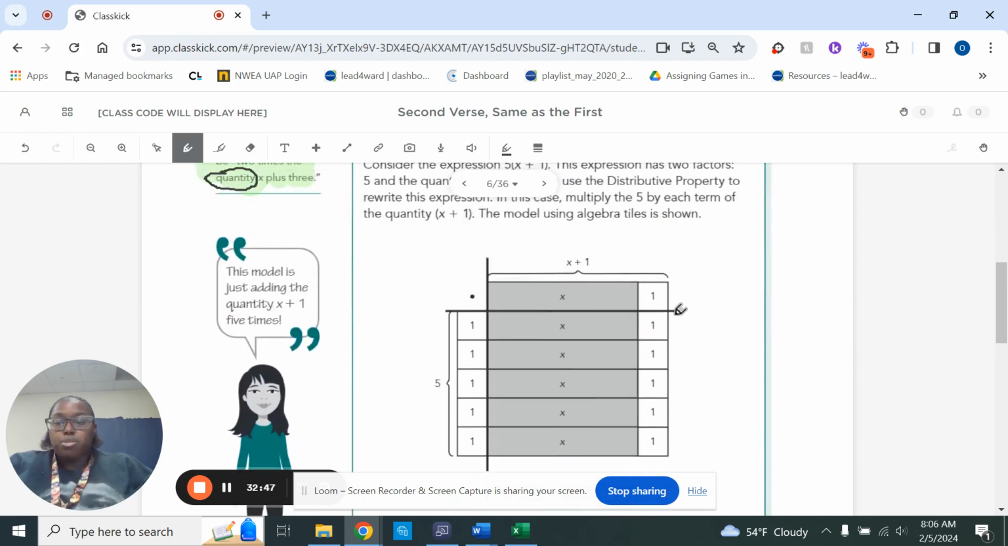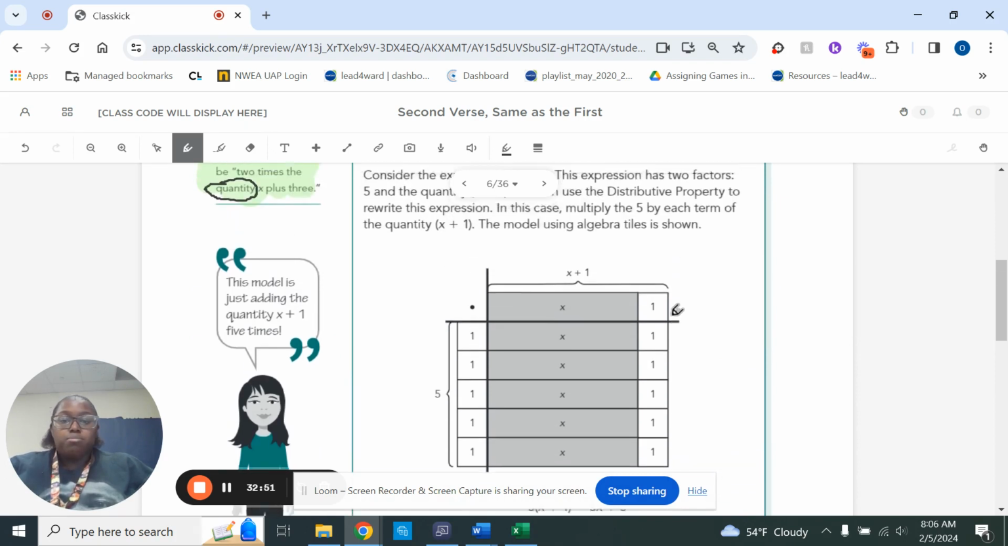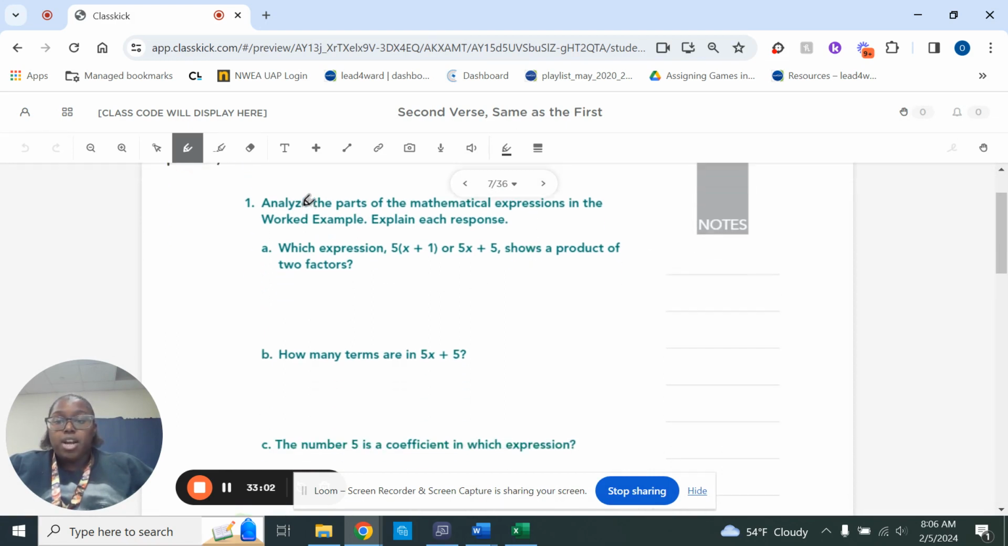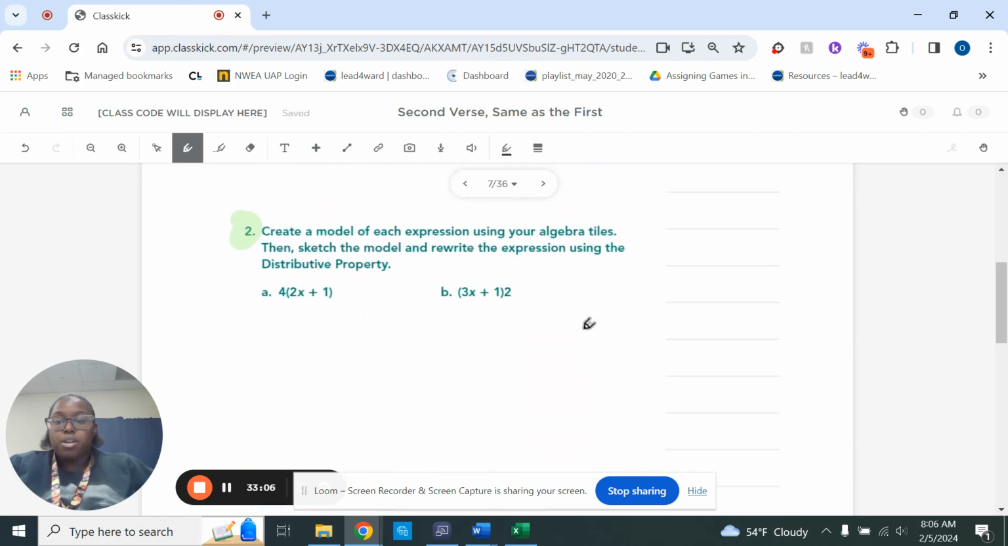All right, here's an example of how algebra tiles work, because that's what the next part is going to be about. Turn to page 631 or 717, depending on your class period. We are not doing this. We're not doing that. We're doing this one. It says create a model of each expression using algebra tiles, then sketch the model and rewrite the expression using the distributive property. Remember, the algebra tiles were this small square for the constants, so the regular numbers with no variable. You had the long rectangle for your x variables, and then you had the bigger square for your x squared.